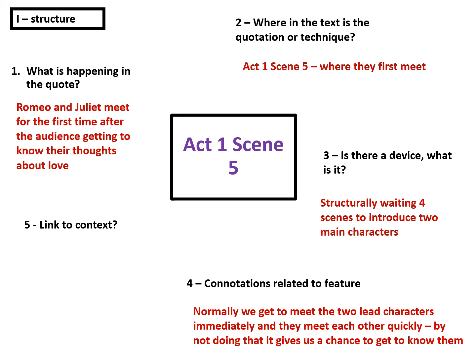But how can I link it to context? Well, in Elizabethan society, the father normally chooses the husband, which he already has. So we know that Juliet has already promised somebody else, and I might talk about that in my structure paragraph. So pause this recording now to do your own structure quote explosion.